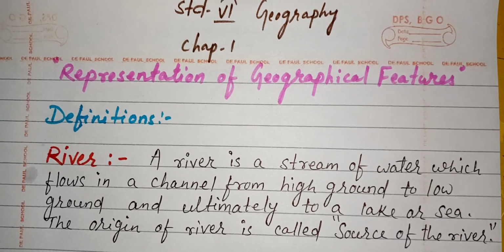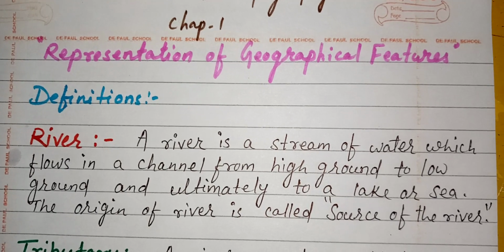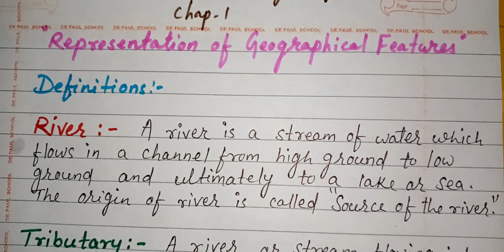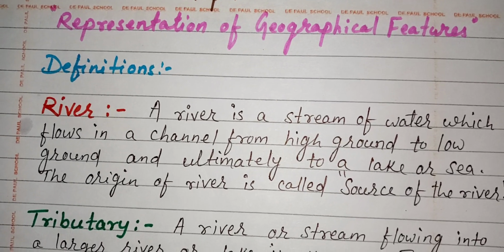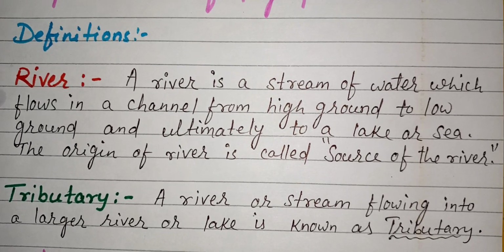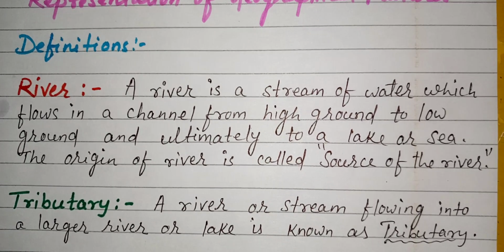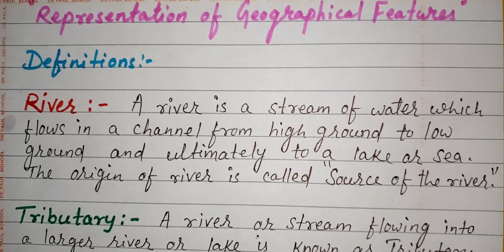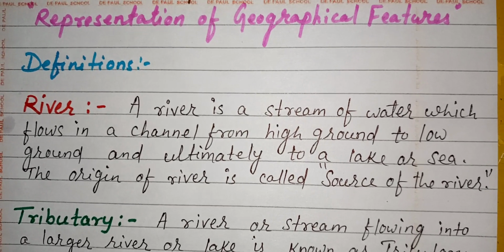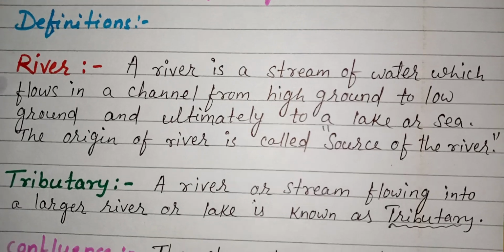Children, today I am going to give you Standard 6th Geography Chapter 1, Representation of Geographical Features, and the definitions of river and the stages of river. And then I will give you the answers of fill in the blanks and agree disagree from the exercise. Okay, now children, you just write down all the definitions.